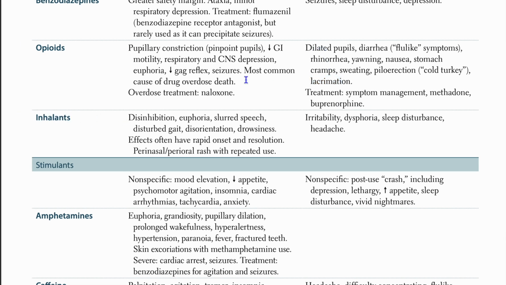Inhalants. Although this is adrenergic, it's not cholinergic effect. Okay.